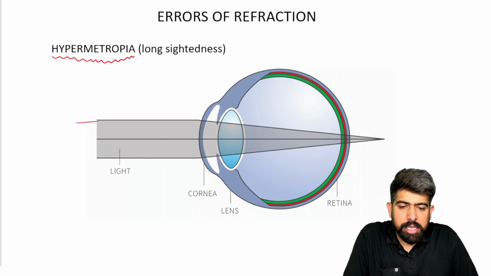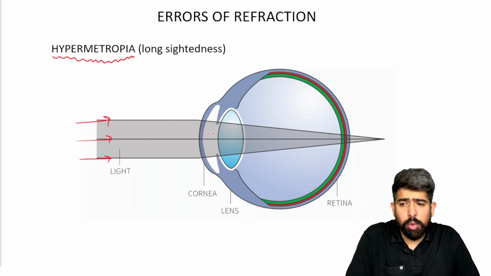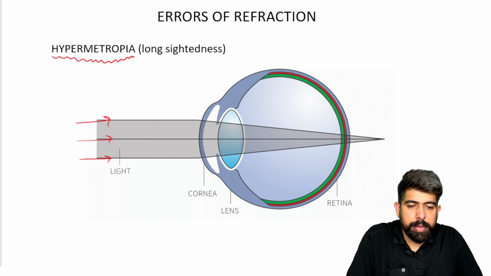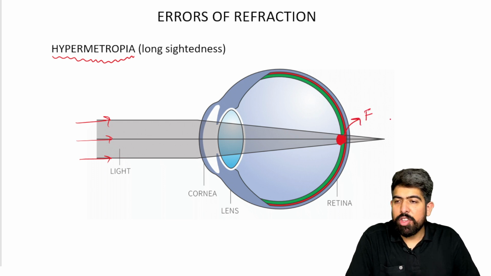Parallel rays are coming from the outside, and these parallel rays converge as they pass through the cornea and then the lens, which has converging power. After the convergence, they should focus at the point of the retina. Normally the focus point should be at the retina. But now what will happen in hypermetropia?